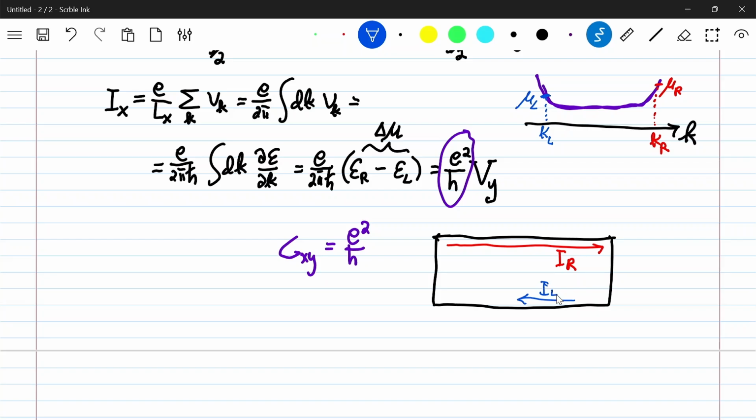And if you don't have any bias, they cancel each other and you get zero, as you always get in equilibrium. But if you have a bias, you get a net current, and the net current is just IR minus IL, okay? And that's the total current, okay?